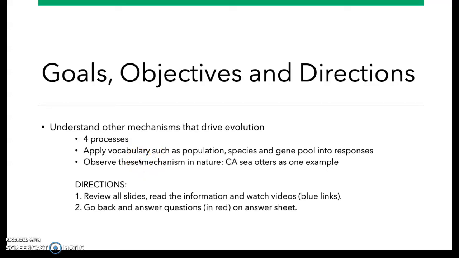They'll be on a separate answer sheet. I'd like you to try to use some of the vocabulary that has been presented, certainly the 4 processes, as well as words like population, species, gene pool, etc. And we'll be focusing on the California sea otter as a particular example.